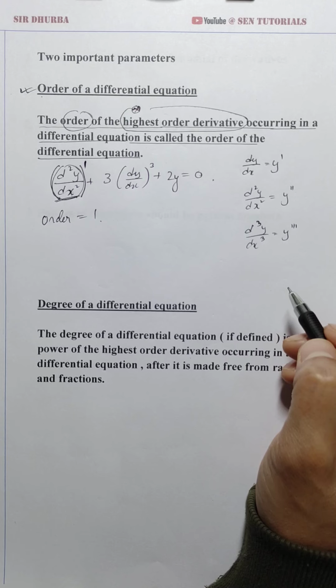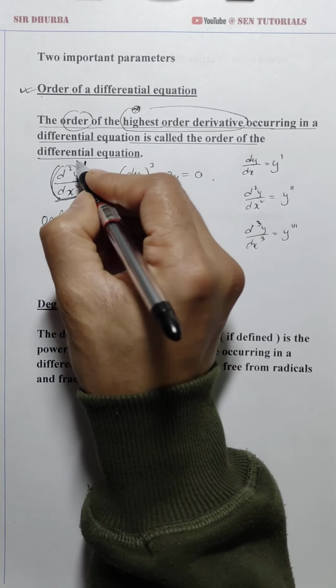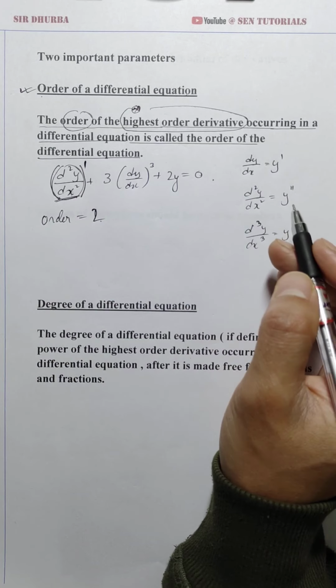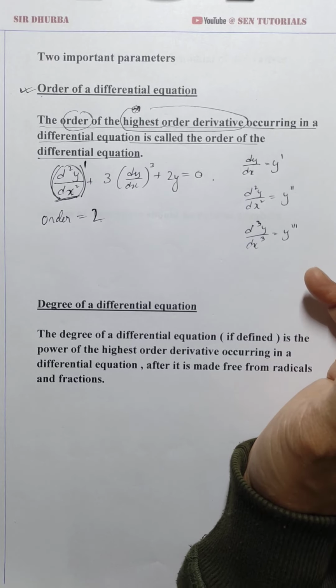All right, that means the order, highest order derivative. Sorry, highest 2. I'm talking about degree now. Highest order derivative here is 2. So I hope you understand the highest order derivative.